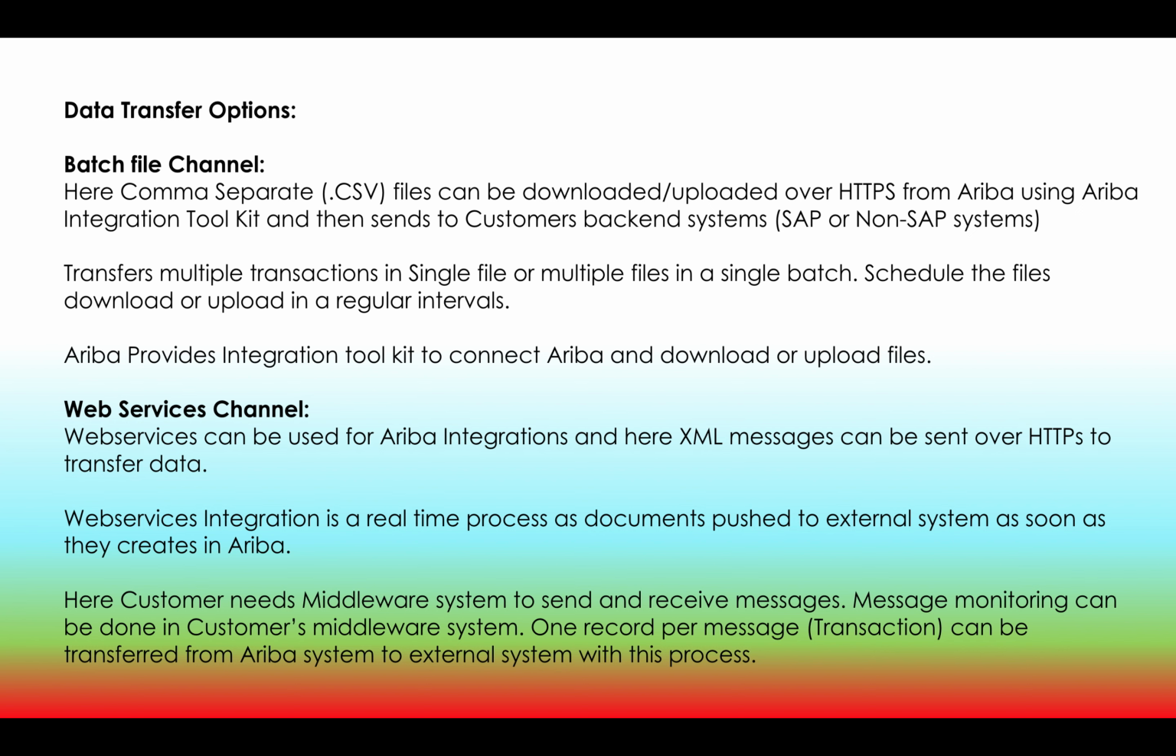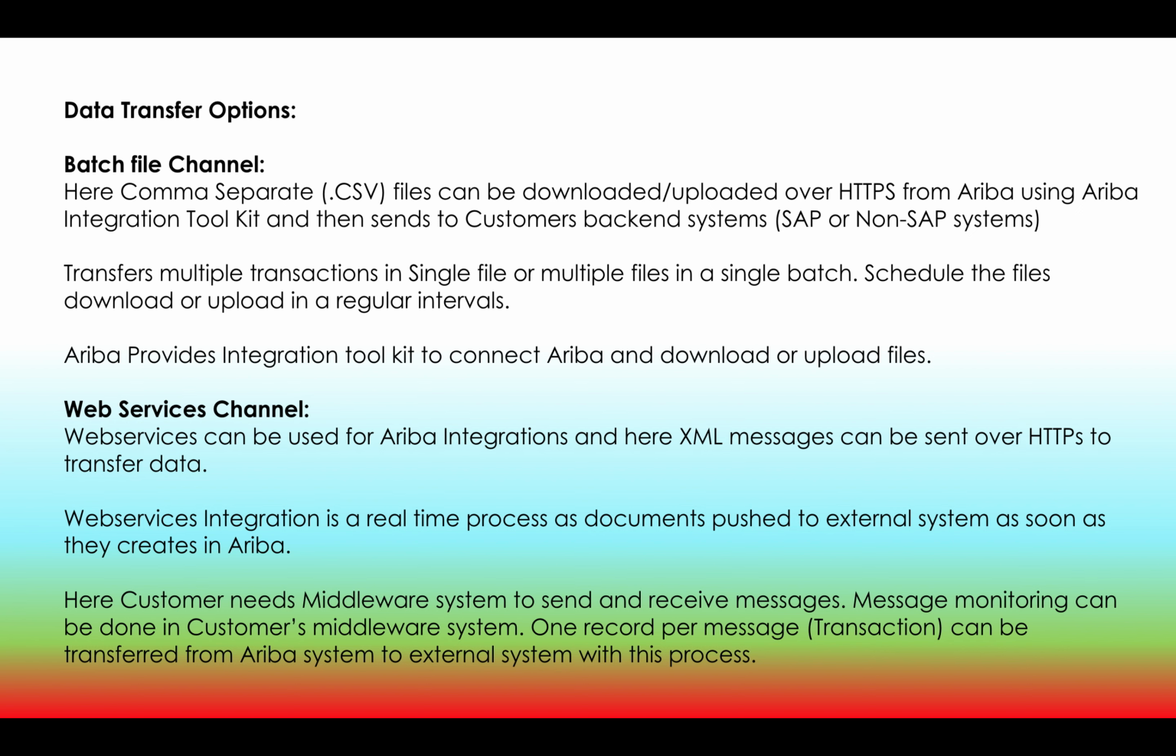Next, web services channel. Web services can be used for Ariba integration, and here XML messages can be sent over HTTPS to transfer data. So we can use web services also to connect Ariba systems. Web services integration is a real-time integration. You know, right? If we use web services, we can get the data or send the data in real time. Here in Ariba also we can use web services, but we can't use web services directly to connect Ariba. We need a middleware system.